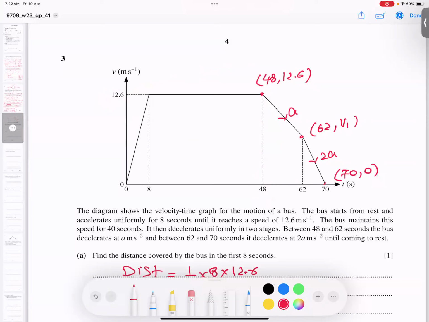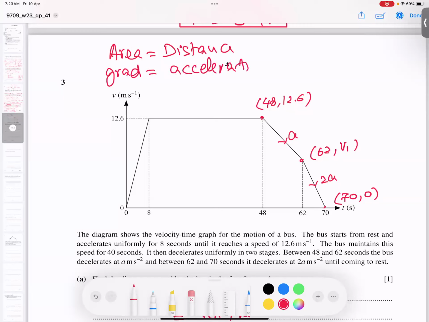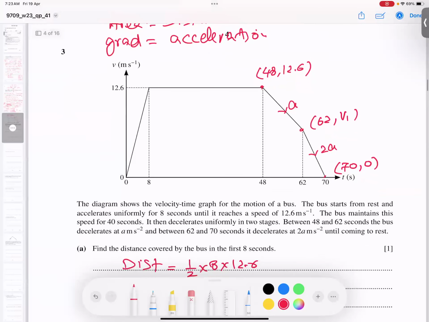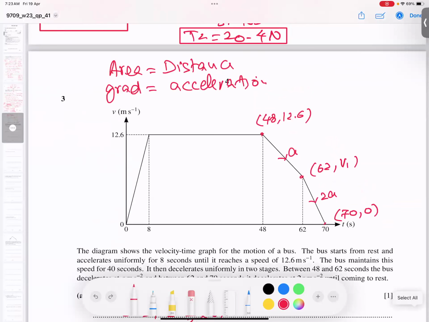So students, I think we can get it easily if we apply two gradient formulas, because you know two rules are there. Rule number one, area under the line is equal to distance. And the gradient of the line is acceleration or deceleration, same thing. So I'm going to find this gradient first of all. Let me find it first here, then I bring it down.